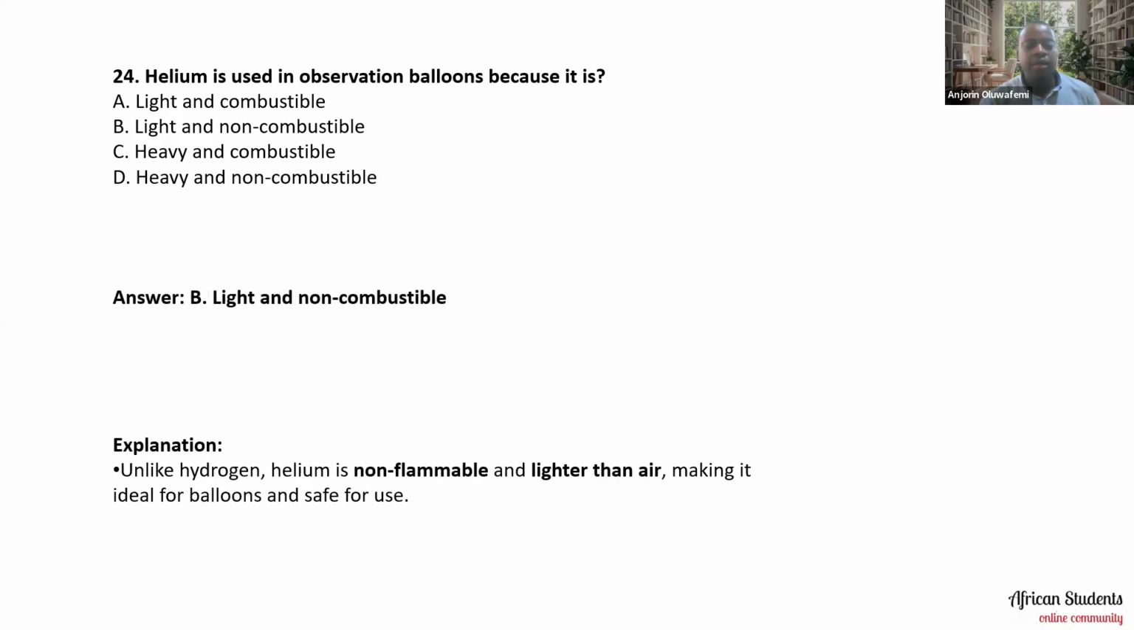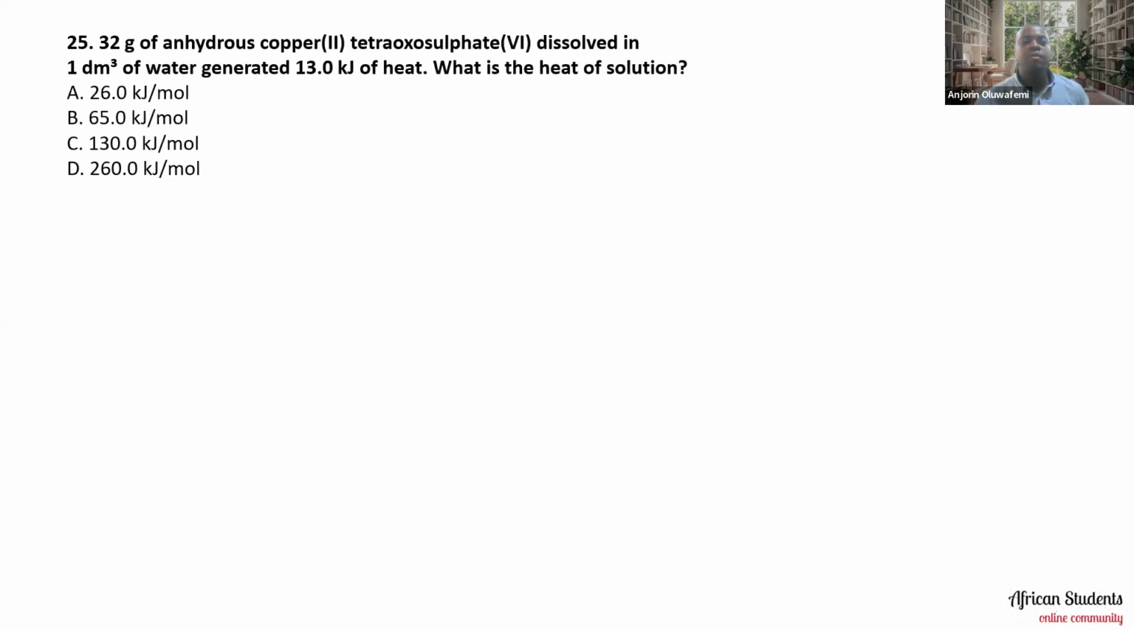Helium is used in observation balloons because it is light and combustible, light and non-combustible, heavy and combustible, heavy and non-combustible. So the answer to this one is because it is light and non-combustible. Okay, B. So unlike hydrogen, helium is non-flammable and lighter than air, making it ideal for balloons and safe for use.